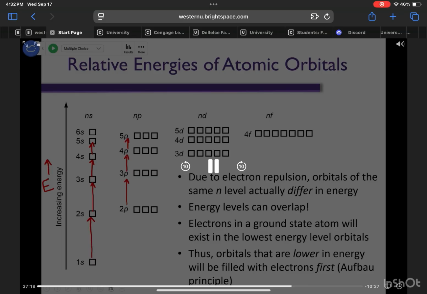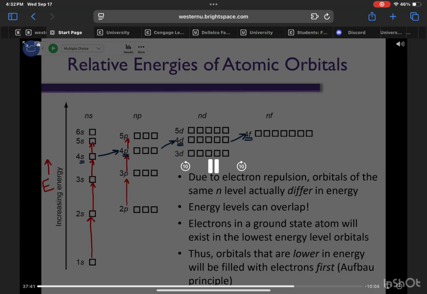Another pattern that we can draw from here is that as we go from s to p to d to f, if the principal quantum number is constant, as we move along, the energy increases. So those are patterns that hold true.